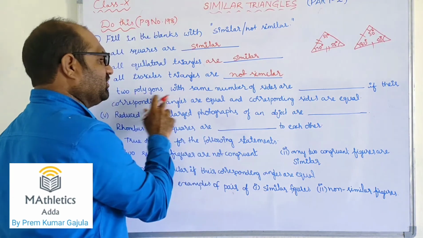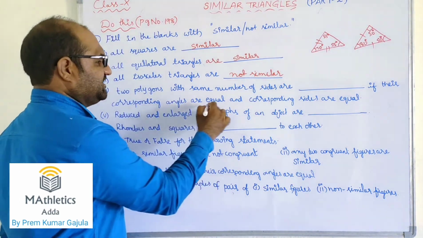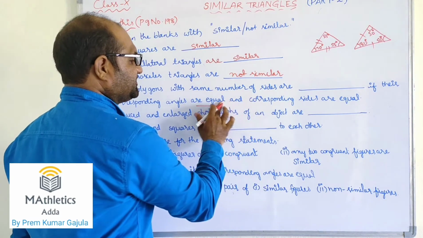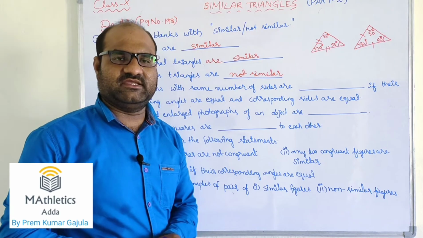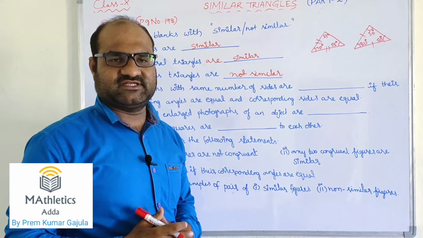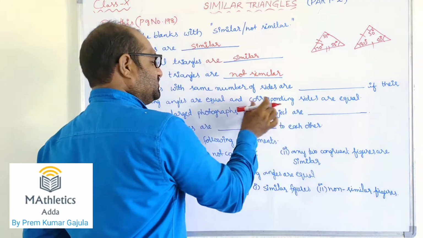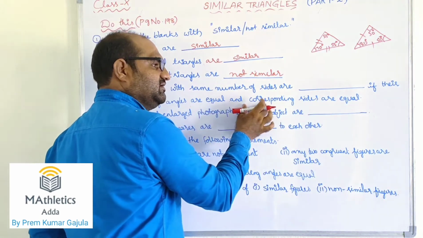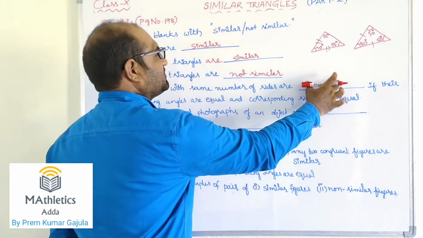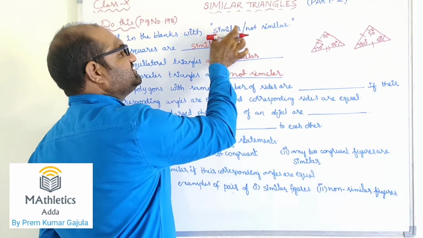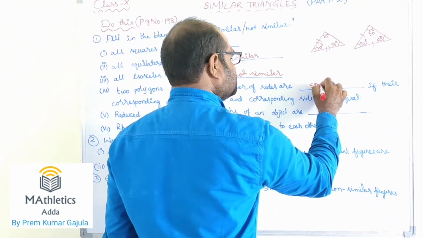And next, two polygons with the same number of sides are dash if their corresponding angles are equal and corresponding sides are equal. We know that two polygons having equal number of sides will be similar if their corresponding sides ratio is equal and also if their angles are equal. Here already both conditions are satisfied. Actually this is congruent, and we know that congruent objects are also similar. But here we cannot write congruent, because we are asked to write only similar or not similar. So here we can write similar.